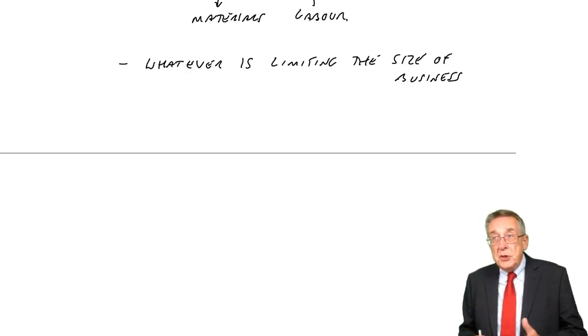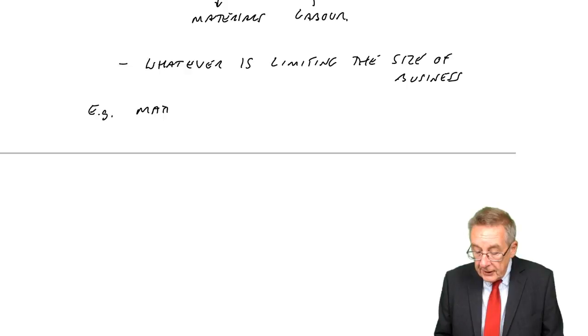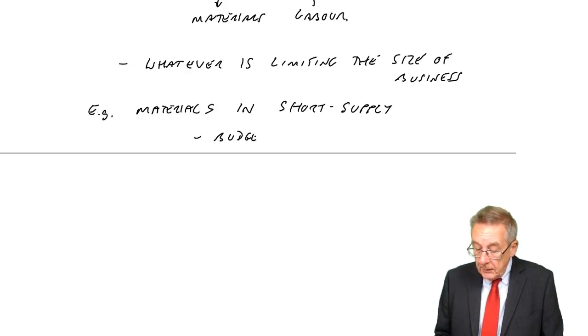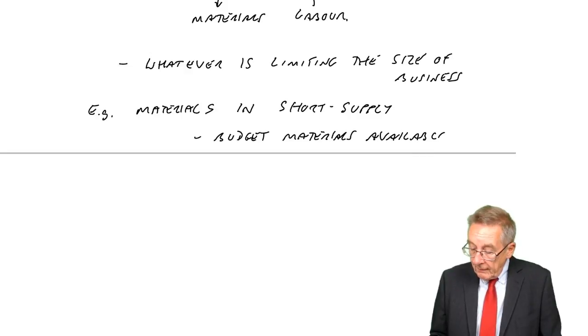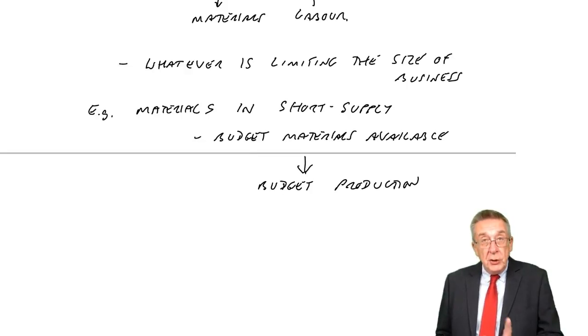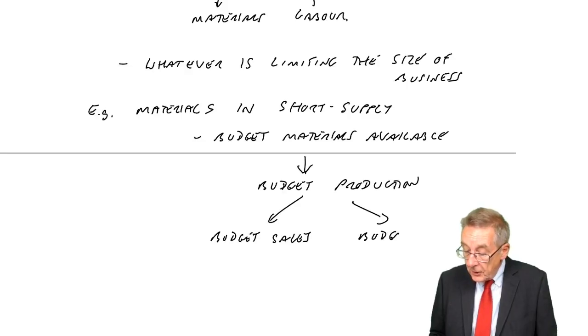And so, although, as I say, it's usually sales that limit us, it could be, for example, materials in short supply. And therefore, that's the first thing you'd budget. You'd budget how much material's available. Once you know how much materials you've got, you could budget on how many you can produce. When you knew how many you could produce, then you could budget your sales. You could budget how much labour you need, and so on.